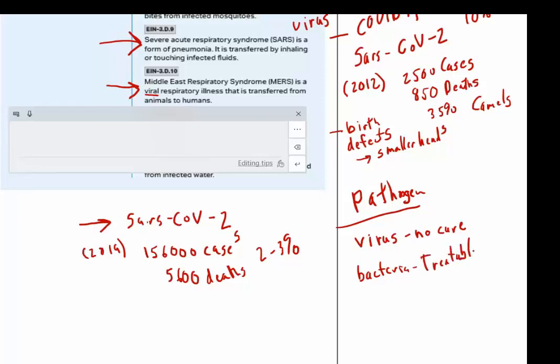And again, places that have good health systems and access to antibiotics usually don't have a problem with this because you can go to the doctor and treat this fairly easily.